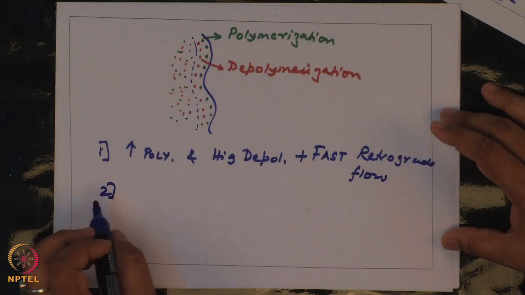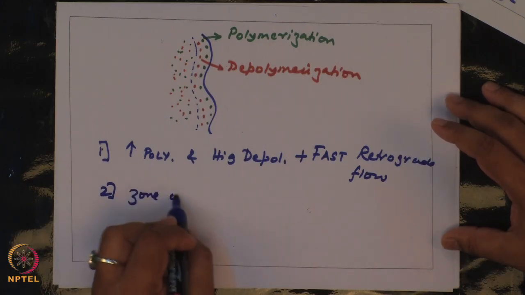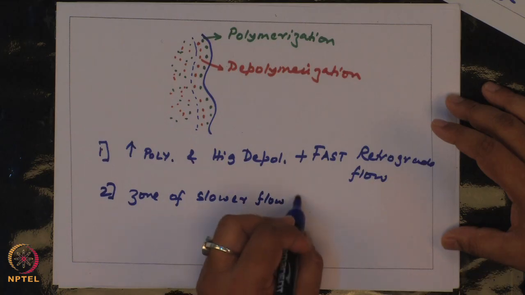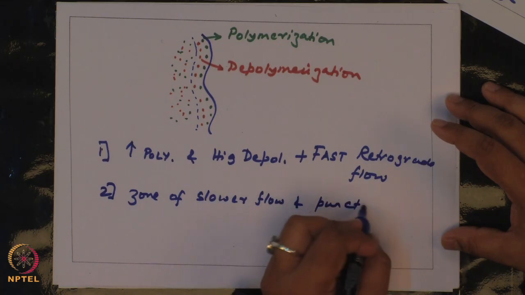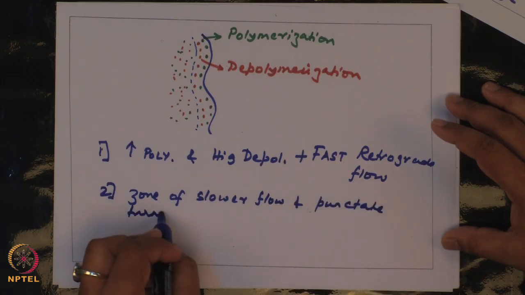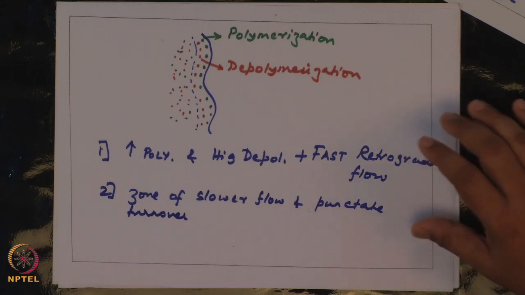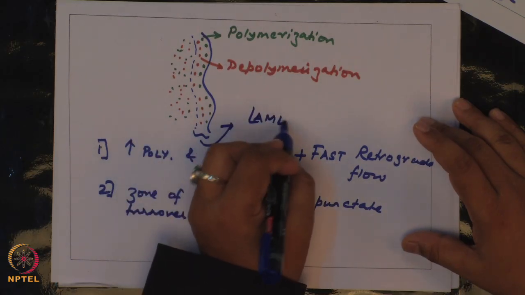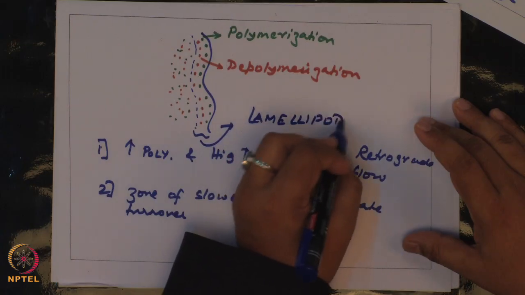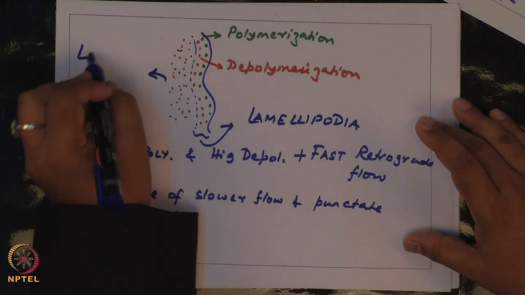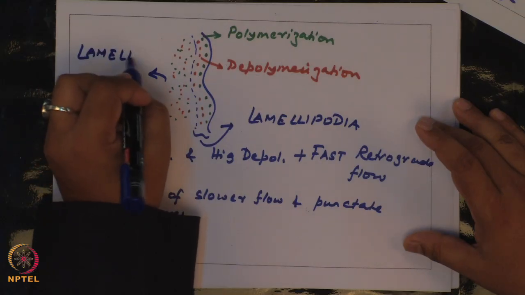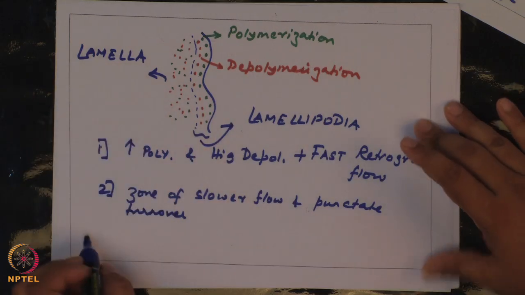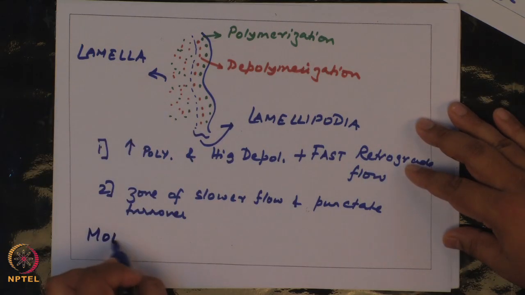In the second one, you have a zone of slower flow and a punctate turnover pattern. The first zone is called the lamellipodia, and this zone is called the lamellum or lamella. What I also discussed was that these two zones are molecularly distinct.